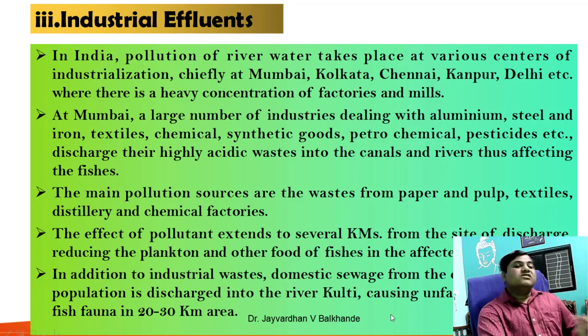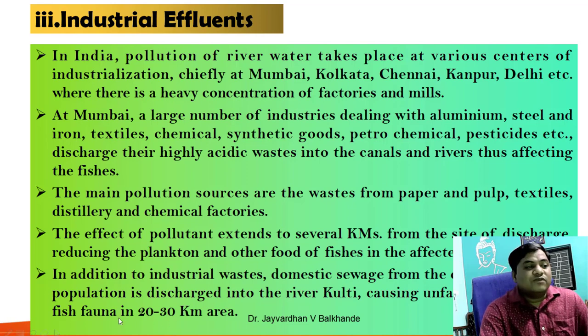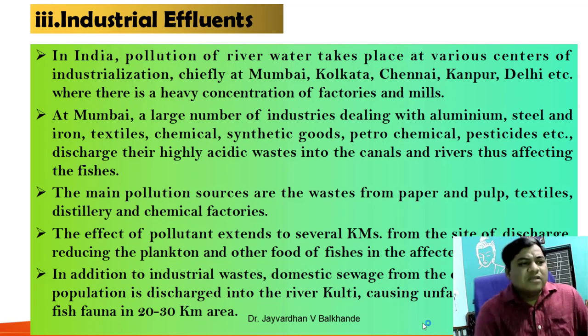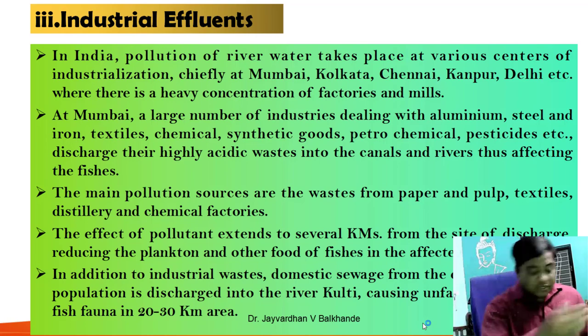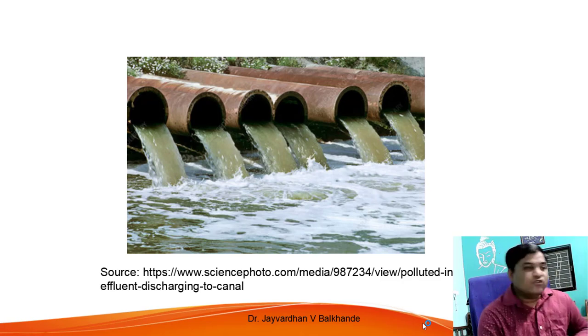Okay, and in addition to industrial wastes, domestic sewage from the enormous Kolkata population is discharged into river Kulti, causing unfavorable effects to the fish fauna in a 20 to 30 kilometer area. This is an example of Kolkata city, whose domestic sewage is discharged into river Kulti, and about 20 to 30 kilometers of area is affected. So this is again one picture I have just downloaded from this source.